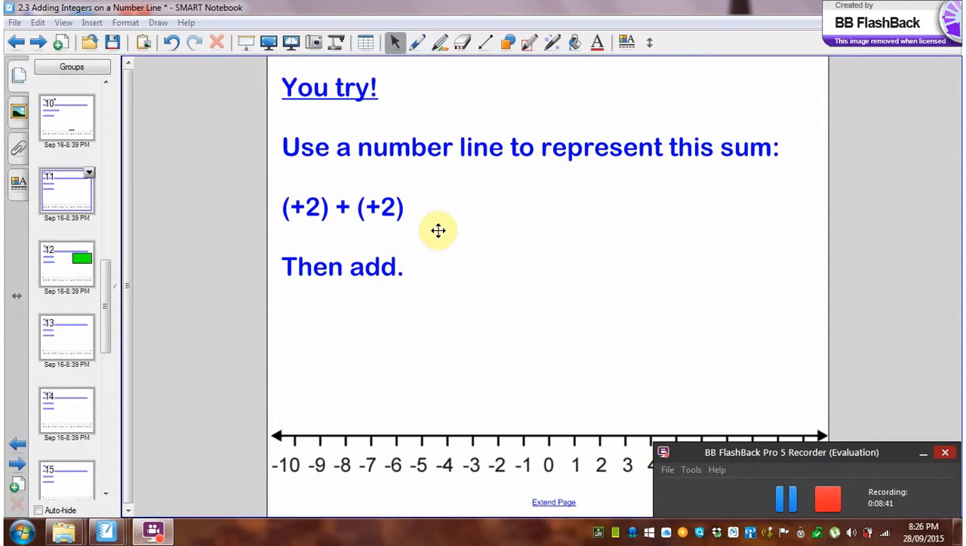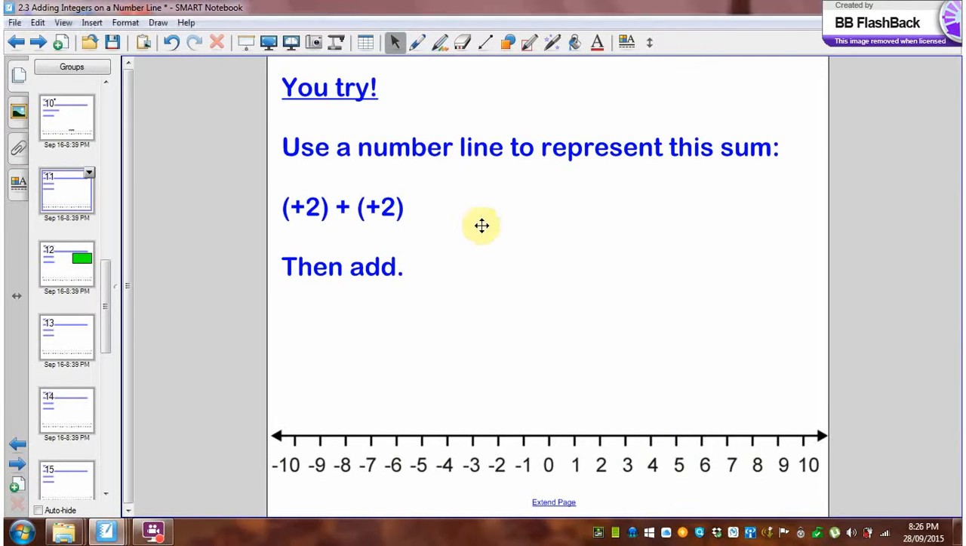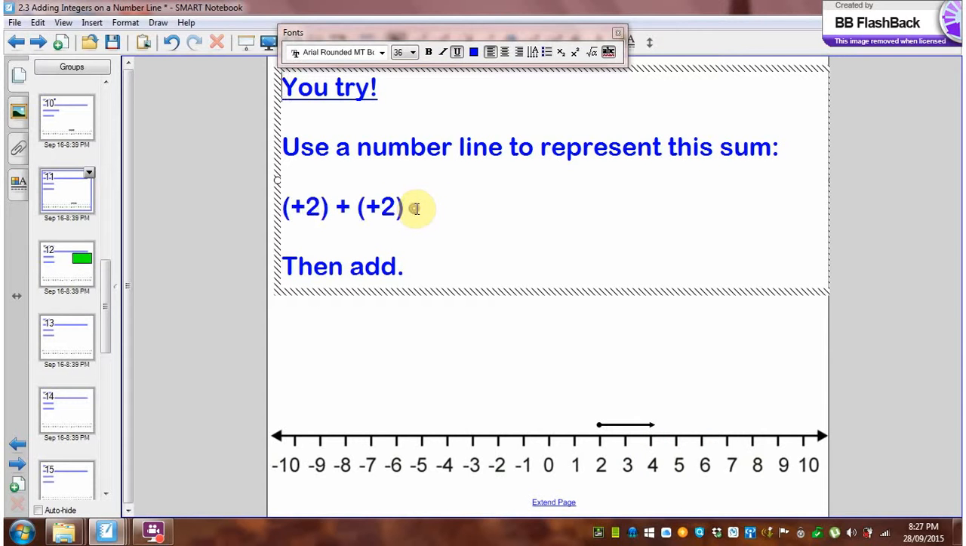Okay, so by now you should have given this one a try. So use the number line to represent this sum. We're starting on +2, so we're going to the right 2, starting here. And then we're adding +2, so we're going to the right 2. 1, 2. You see that? 1 space, 2 spaces. So we end at 4. So 2 plus 2, and we know this is 4, but not just 4, +4.